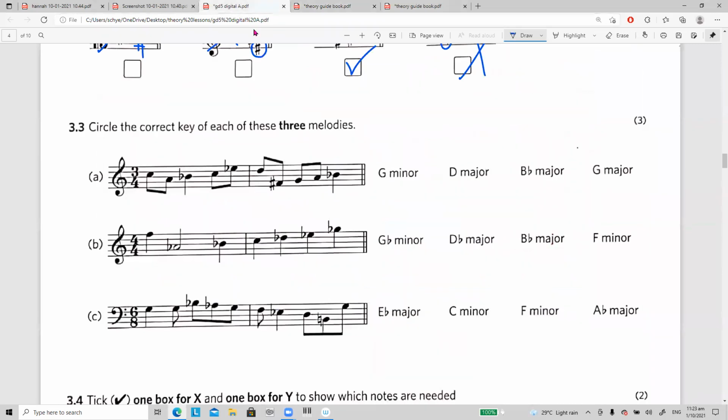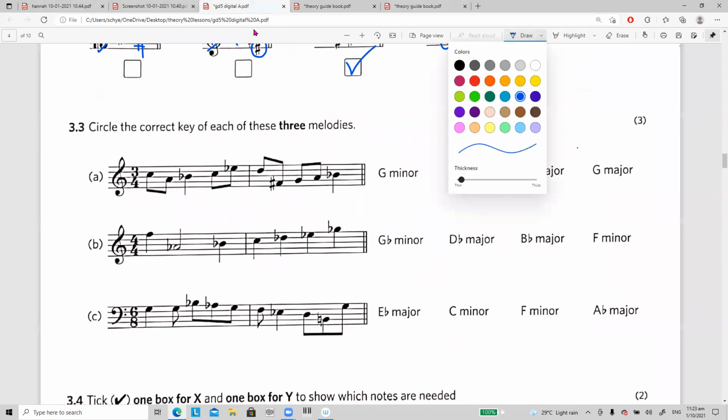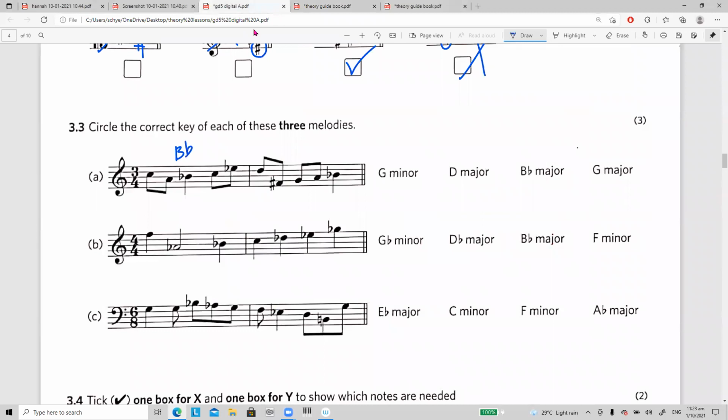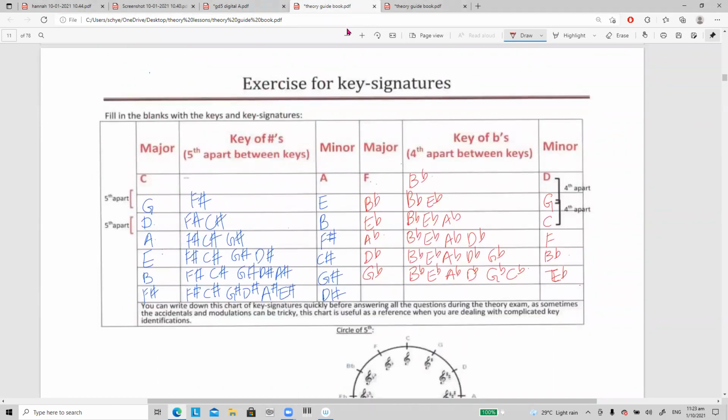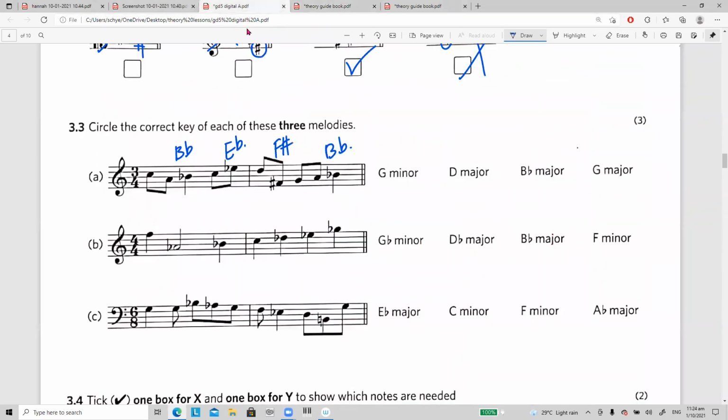So now let's come over here. First of all, for this question 3.3, name all the notes that have flat and sharp. So this is a B flat, this is an E flat, and then this is an F sharp, and then B flat. So now for the key signature of flat, if you look at this chart, usually we start with B flat.